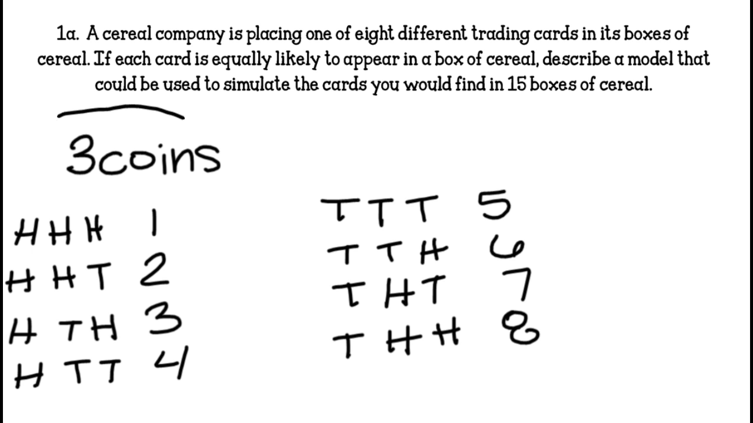So you can see by tossing the 3 coins and having this key, it would be easy to say, oh, the first box of cereal would have trading card 5. The second box of cereal would have trading card 6, and so on. So you would just do the experiment. This is one idea. You might have your own very creative way, and we'll talk more about that in class.